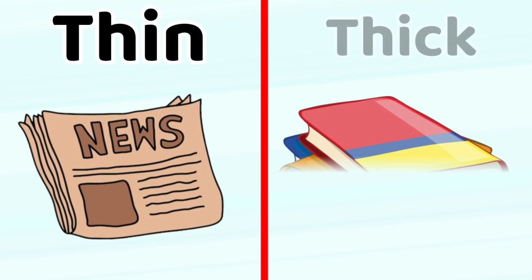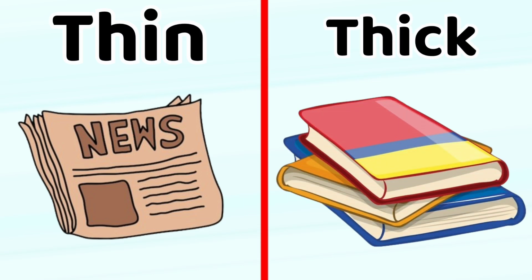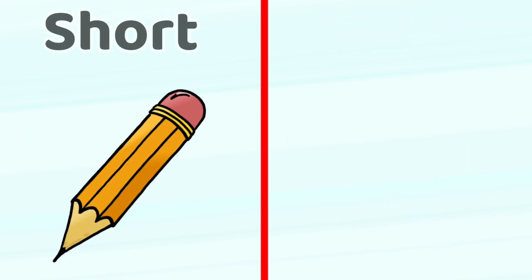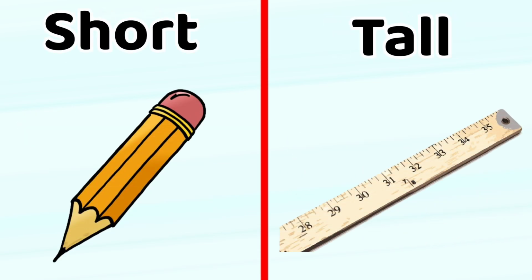Thin, thick. Children, this newspaper is thin. These books are thick. Thin, thick. Short, tall. Children, this pencil is short. This scale is tall. Short, tall.